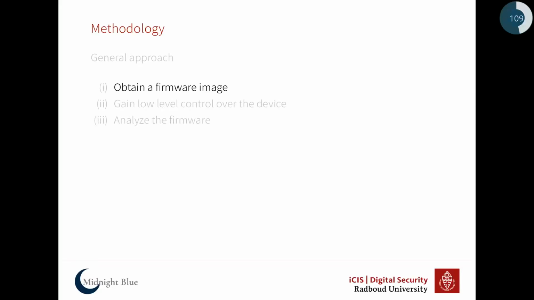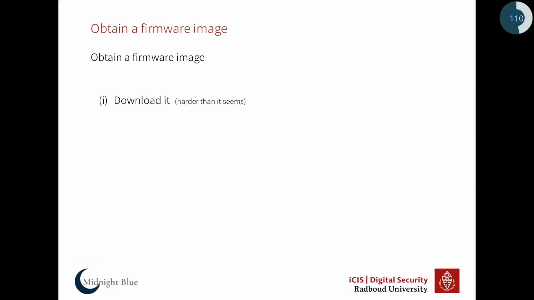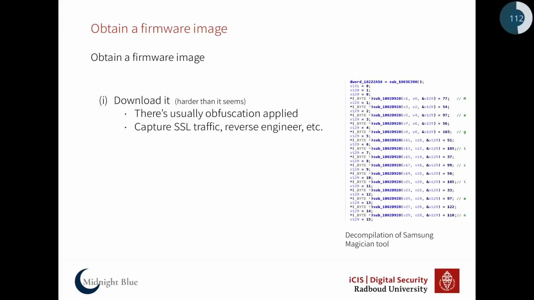So obtaining the firmware image, that seems easy, download it, but that can be harder than it seems because there's usually obfuscation applied. So you need some vendor tool from the manufacturer that uses SSL, so you need to strip that, and then probably there's another layer of crypto applied just for obfuscation, just to annoy you. This is an example of the Samsung Magician, which uses some AES key that's hard-coded, but it's not in the body of the executable, so you need to reverse that, and it's annoying.